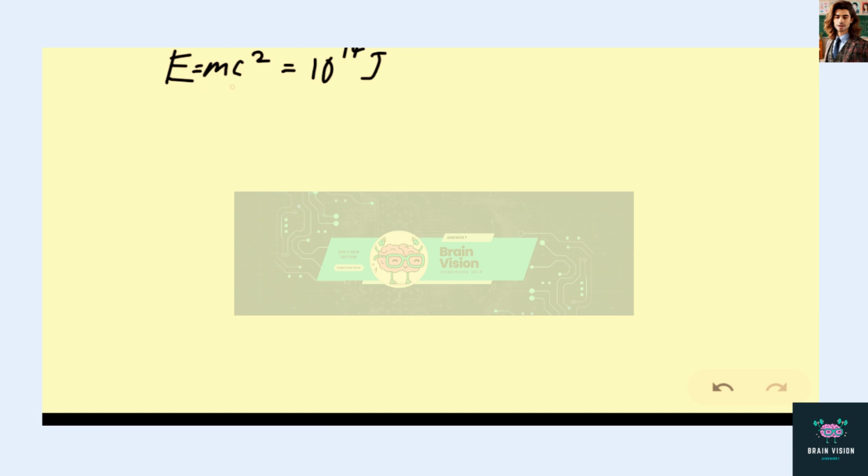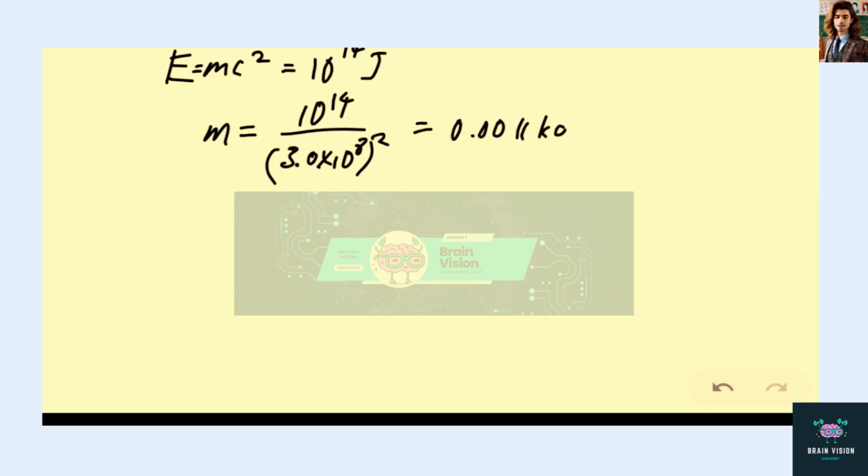We equate that to mc squared, and to find the mass that was lost converted to energy, we just take 10 to the power 14 divided by c squared, which in this case is 3 times 10 to the power 8 squared. And we should get a very small value, 0.0011 kilograms. So this was the actual mass that was transformed into energy.